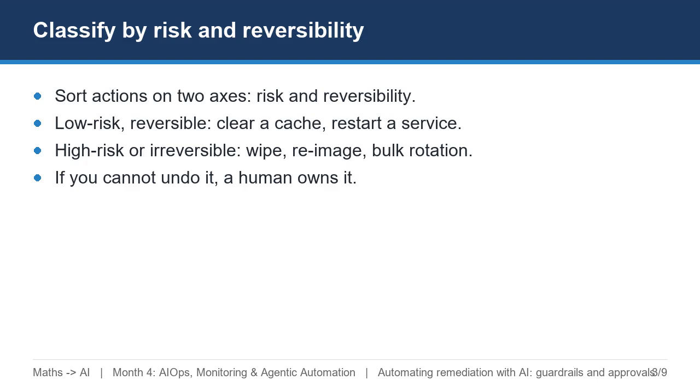Not all remediations are equal, so sort every candidate action on two axes. Risk, meaning how bad it is if you're wrong, and reversibility, meaning whether you can undo it. Low-risk reversible actions, like clearing a known safe temp cache or restarting a stuck service, can be more automated, still behind approval. High-risk or irreversible actions, like bulk credential rotation, wipe, or reimage, stay tightly gated and may never be fully autonomous. The deciding factor is reversibility. If you cannot undo it, a human owns it.